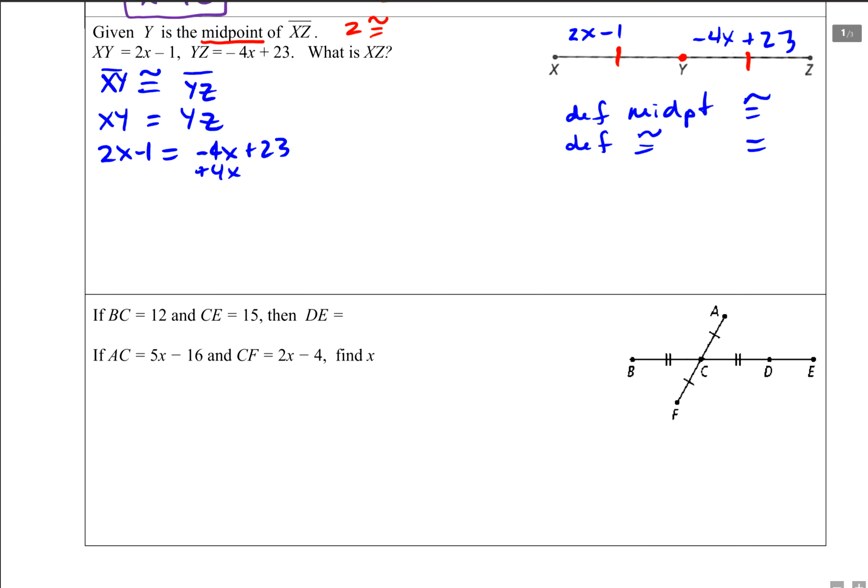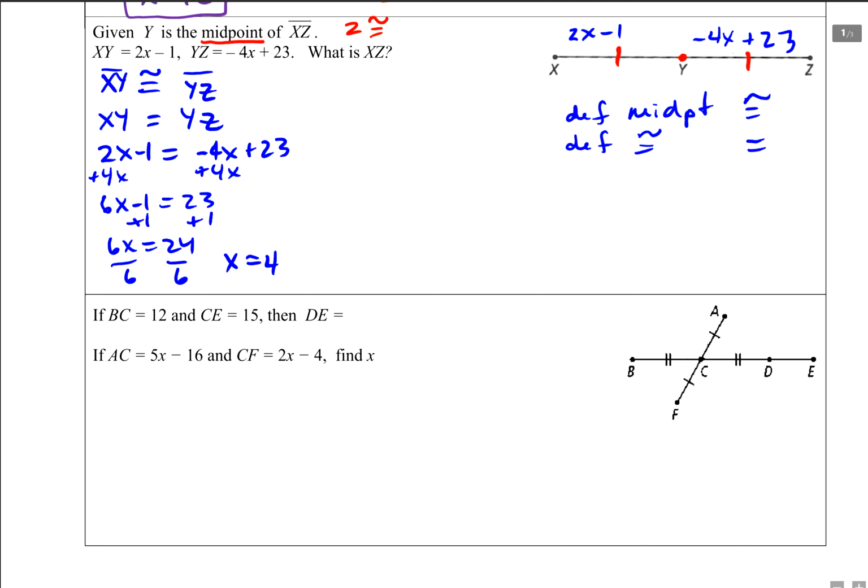Add 4x to both sides. I get 6x minus 1 equals 23. Add 1 to both sides. 6x equals 24. Divide by 6. And x equals 4. All right, and then I want XZ.